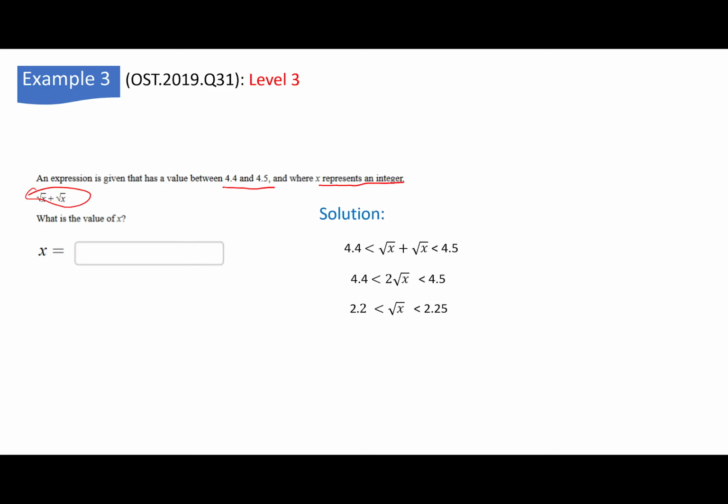Divide by 2. Now you can square each term. When you square, it takes you back to x. So x between 2.2 squared and 2.25 squared, which is x between 4.84 and 5.06. But x is an integer. So only one possible answer. X is 5.